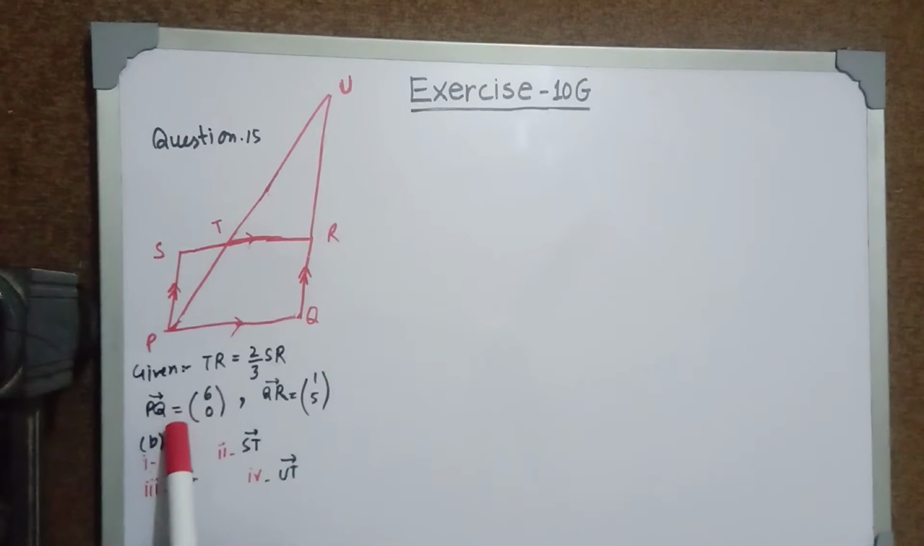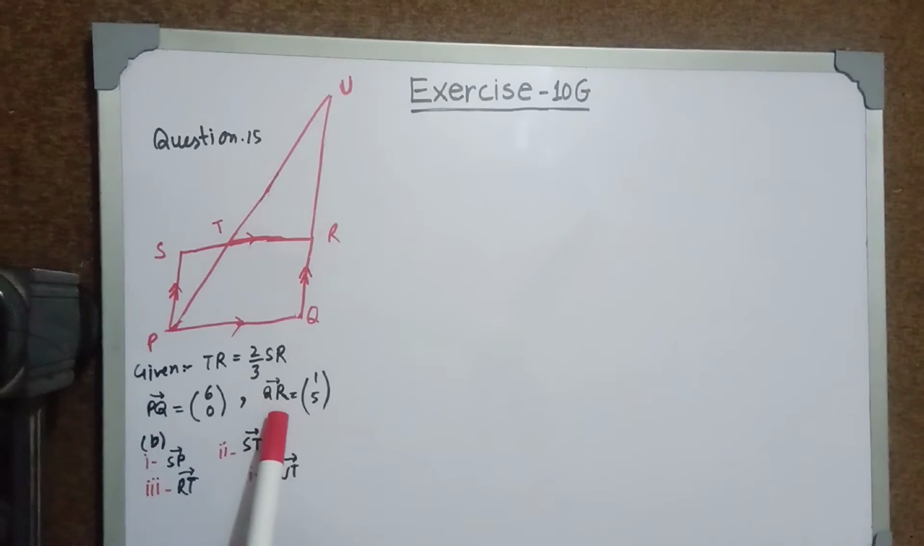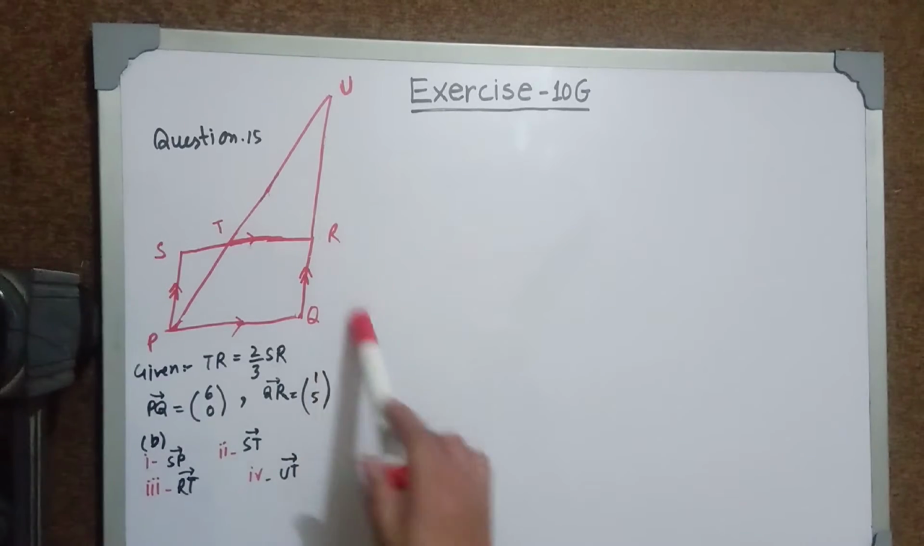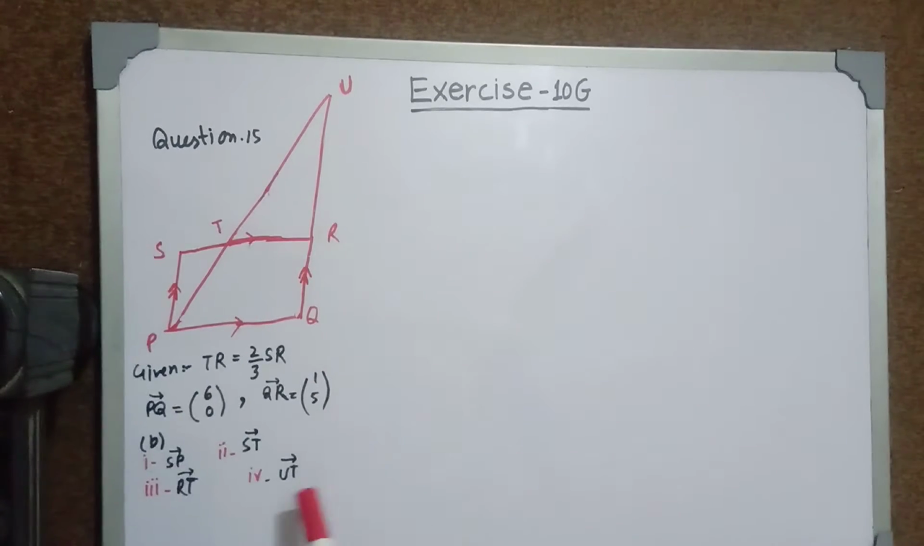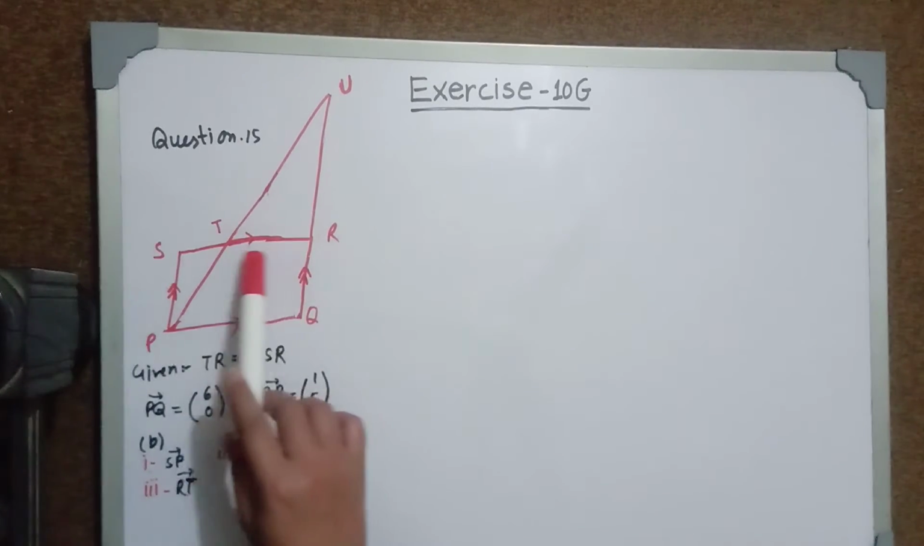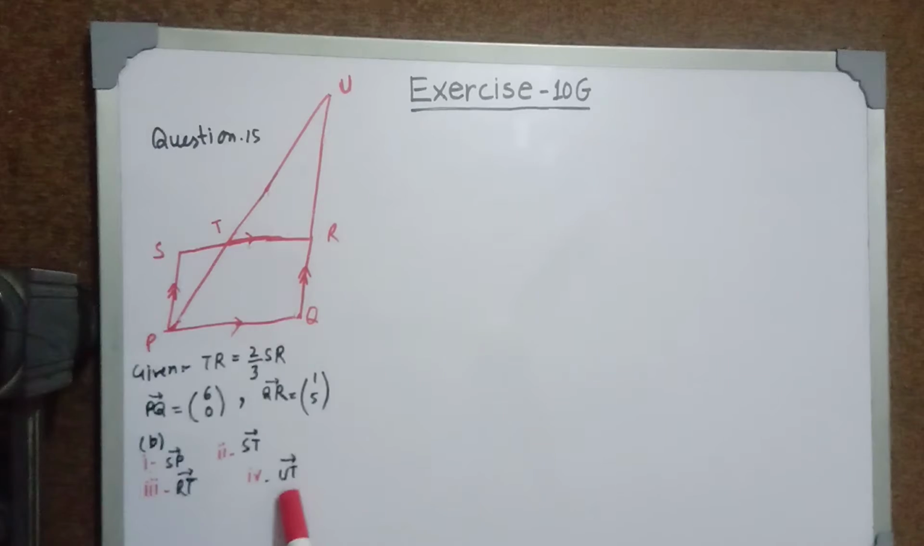And you're given PQ's coordinates, and the vector QR, which is this side of the parallelogram, is also given. They have asked you to find SP, this side, then ST, this one, then RT, this line segment, and then UT, this line segment. So what we are going to do is first start from part A of this question, which is to find SP.